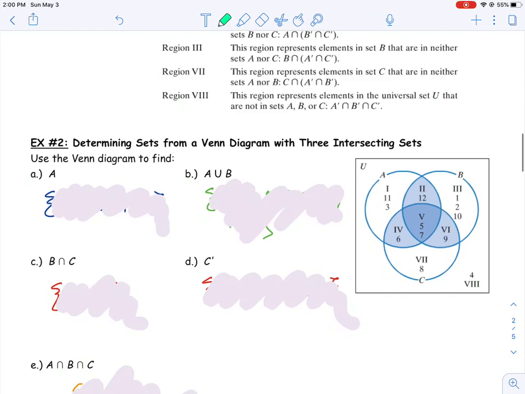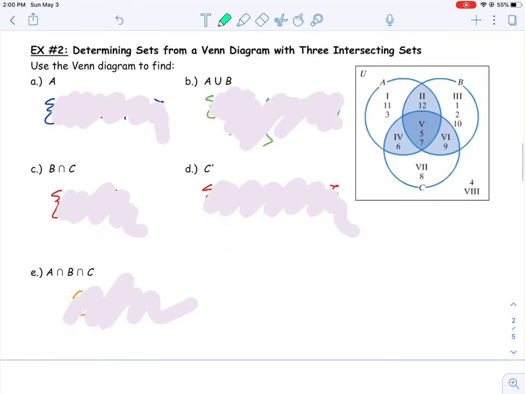All right. So in that one, they didn't give us a picture. In this one, they do give us a picture of our Venn diagram. So let's see if we can do the same thing that we did last time, but now with a picture. It might be helpful with a picture. Let's look.